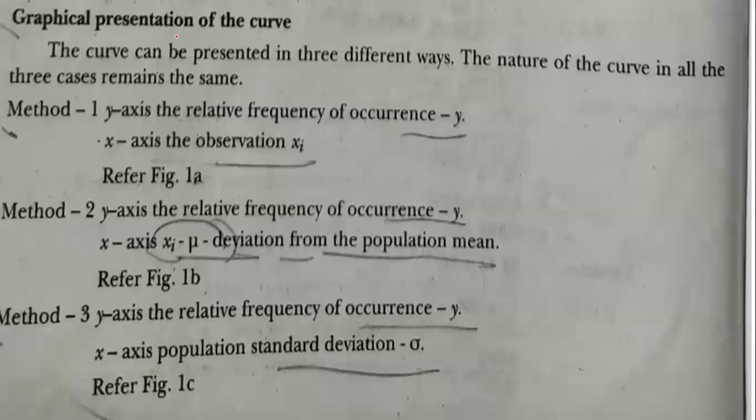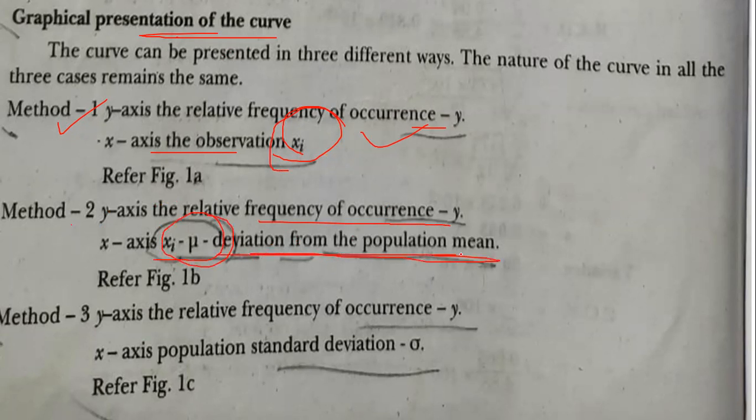So, the graphical representation of the curve. Method 1: y is the frequency of occurrence and on the x-axis is xi, that is, the individual observation. Now the second method is relative frequency of observation on the y-axis and on the x-axis xi minus mu, that is the deviation from the population mean.